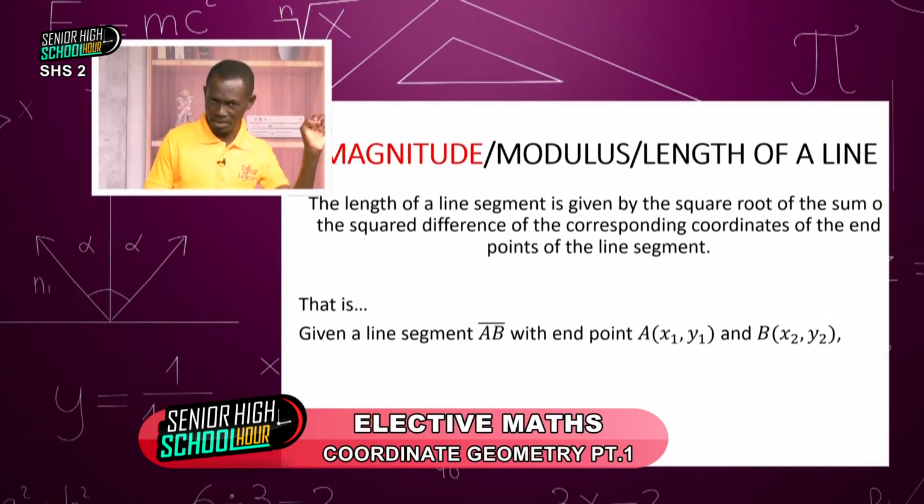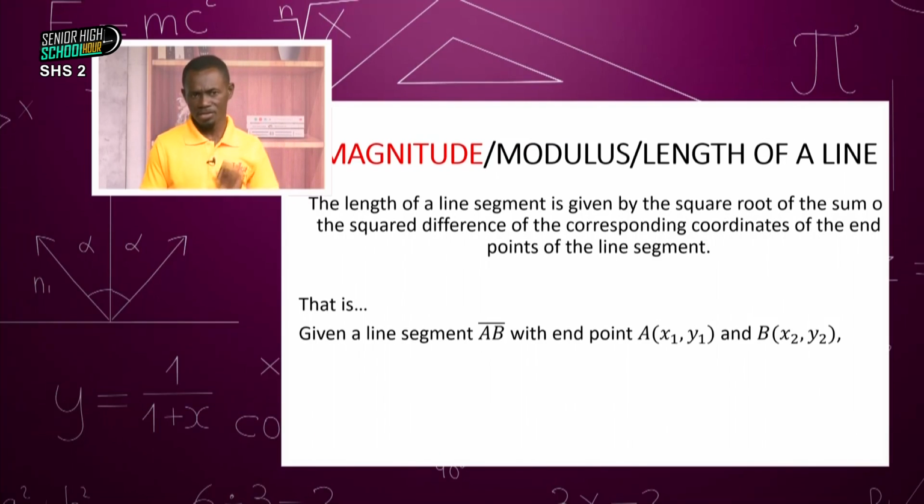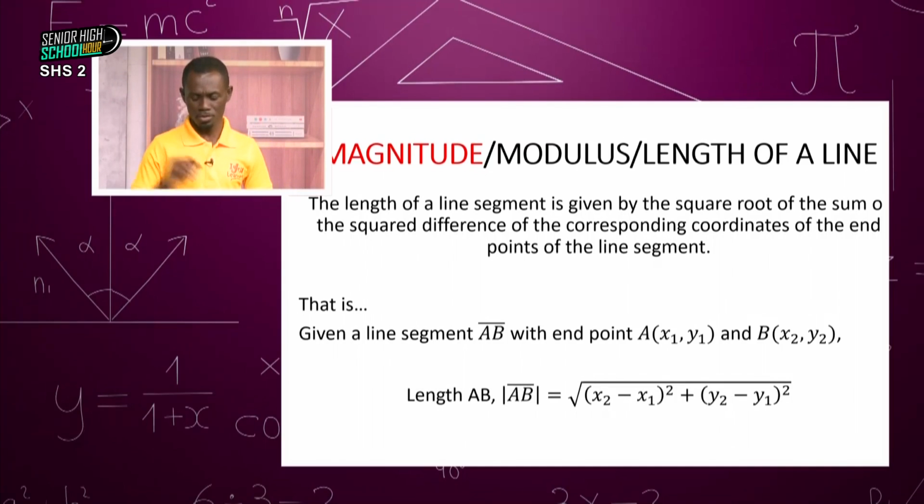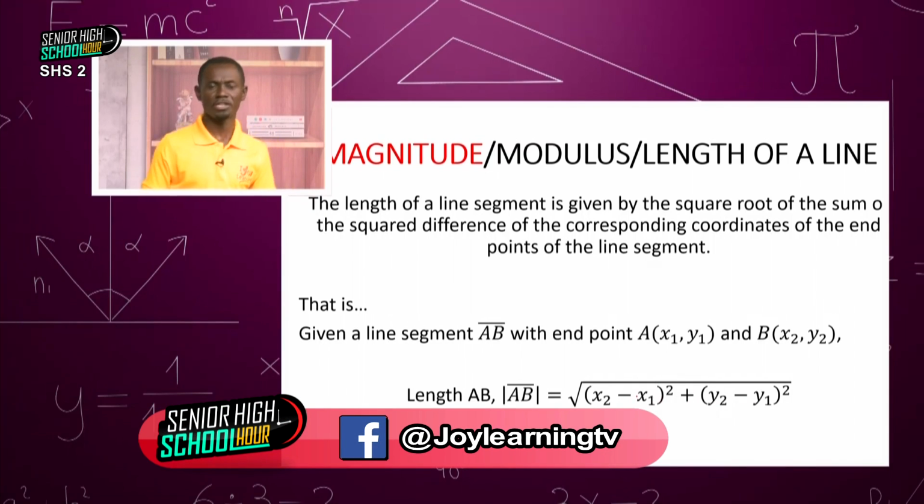and the coordinate of that point is x subscript 1, y subscript 1. And the other end is B. So we have A and B. And the coordinates of that point, the very point where the line ends, is x subscript 2, y subscript 2. Then that length AB will be equal to the square root of x2 minus x1 squared plus y subscript 2 minus y subscript 1 all squared. So it is the square root of the sum of the squared difference of corresponding coordinates.